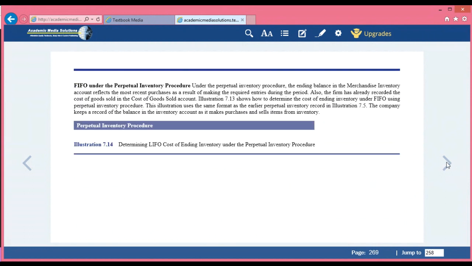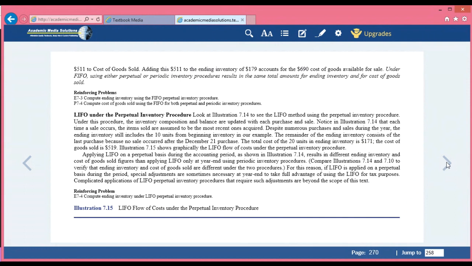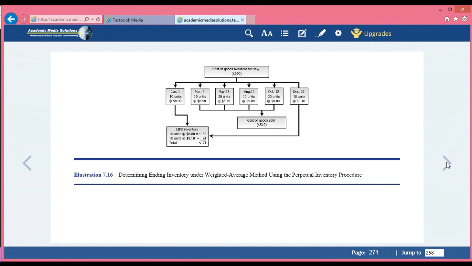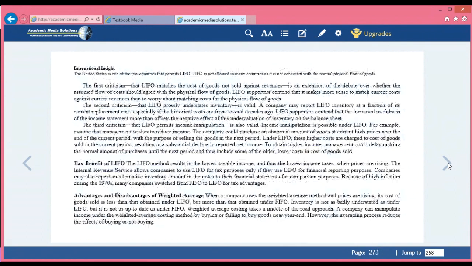Again, I wouldn't use that chart. I think it's a little confusing. Okay, I thought they had covered LIFO. Skip this 7.6. Do not worry about weighted average method under perpetual inventory procedure. We are not going to cover that. Let's see. I wanted to see if I could find a simpler chart for you.